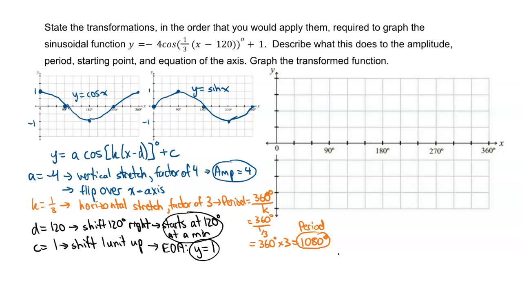But what we're going to do here is allow this to show us how to create a box that is going to fit exactly one cycle, exactly one period. So we're going to start at 120 degrees, and that period is going to end 1080 later, so it's going to end at 1200 degrees. So you can see there that my scale on my x-axis just is not going to fit.